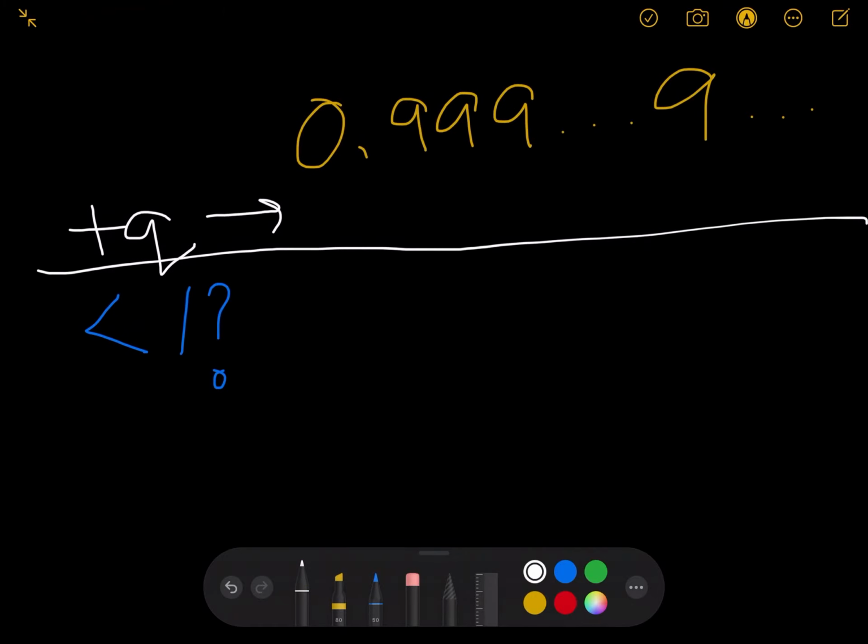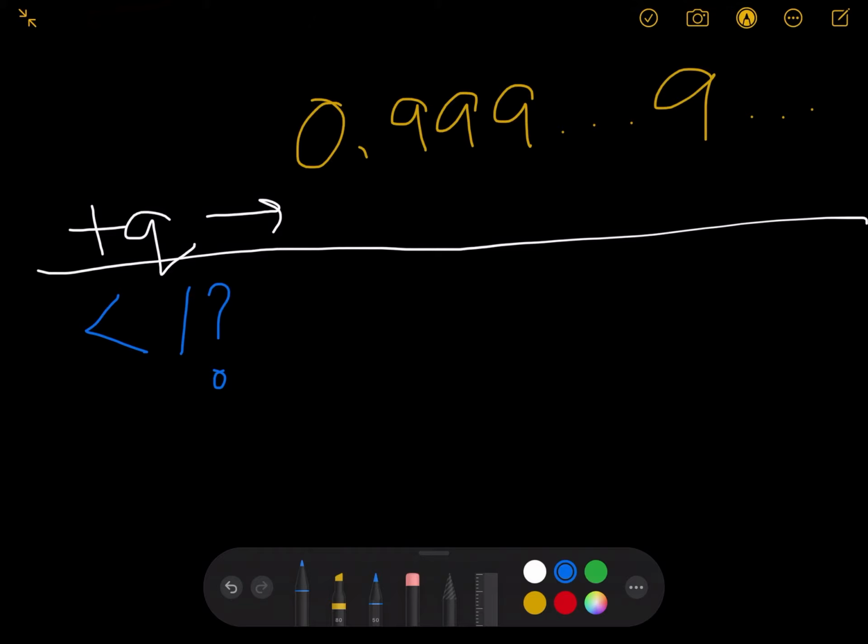Now, q can only contain digits from 0 to 9, right? It could only be 0, 1, 2, 3, 4, 5, 6, 7, 8, or 9. Those are the only possible digits that q can consist of. It can have as many decimal places as we want, whatever. We're dealing with base 10 numbers, right?